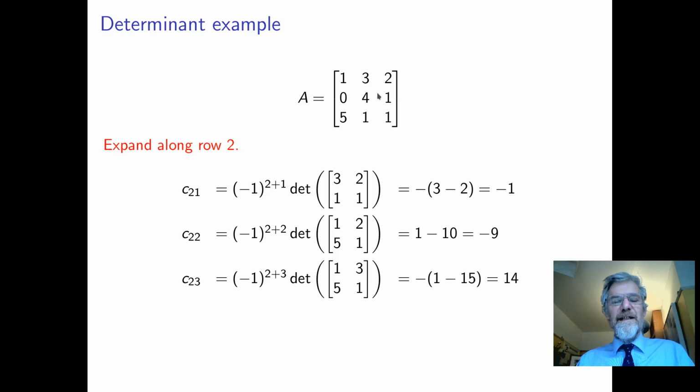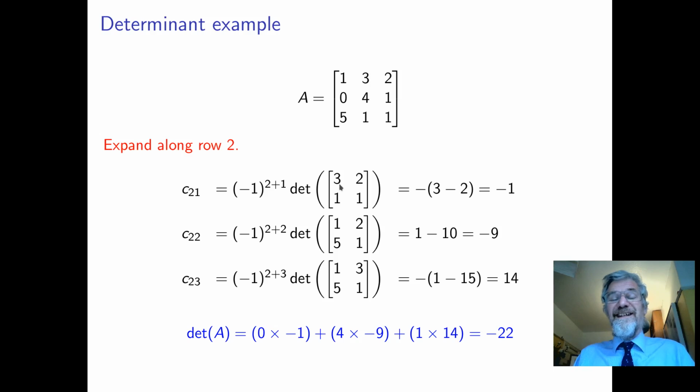And then finally the 2,3 cofactor, we delete row 2 and column 3, so it's 1, 3, 5, 1. 1 times 1 minus 3 times 5, 1 minus 15. And of course it's gone minus, plus, minus, so we negate that. We get plus 14. And then to get the determinant, we multiply each of these by the elements in the row. So it's 0 times this, which I didn't actually bother to work out, to save myself some effort. Then it's 4 times the minus 9 and the 1 times the 14.